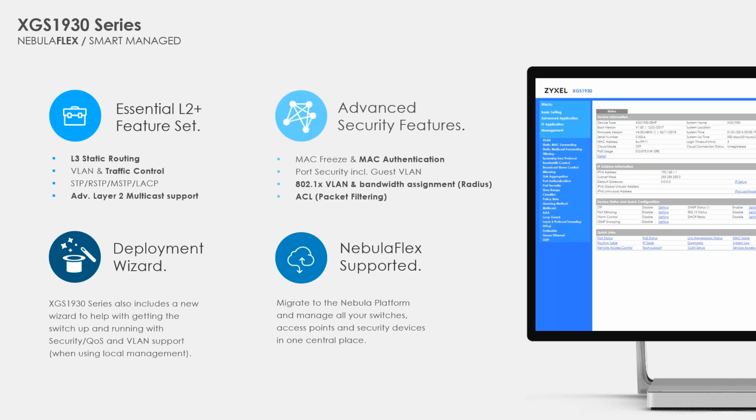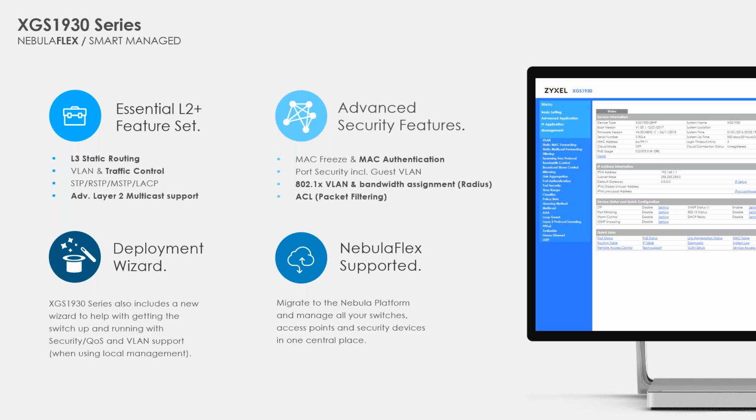So software-wise, just a summary. I've named almost all of these in advance, but the layer 3 routing, we do support on these, more specific traffic control, advanced layer 2 multicast, so we support the MVR function, which is a multicast VLAN. On top of the MAC freezing, we support MAC authentication, and we support the 802.1x VLANing and bandwidth assignment from RADIUS, so dynamic VLANing basically. And also the access list with packet filtering.